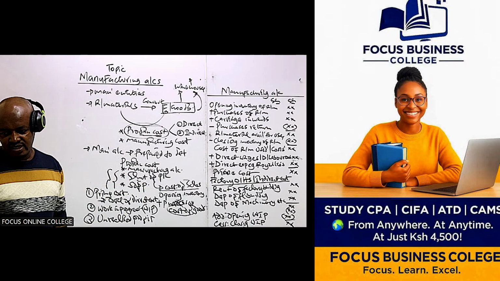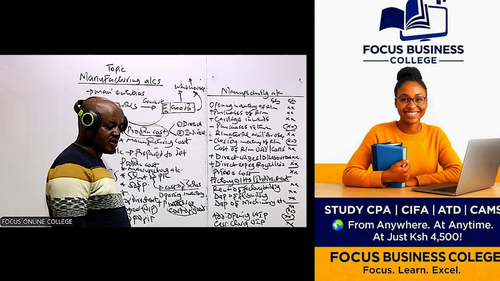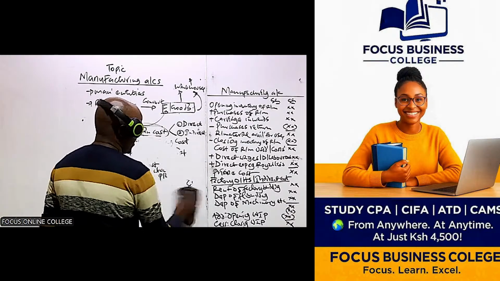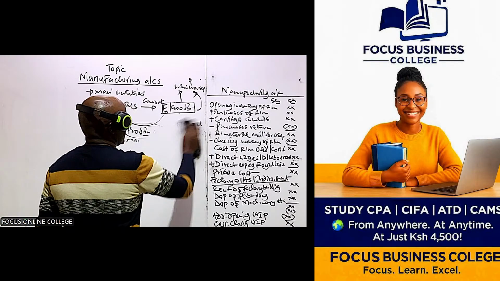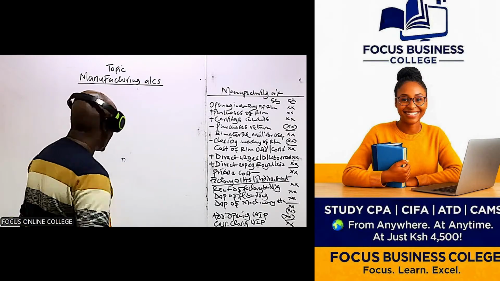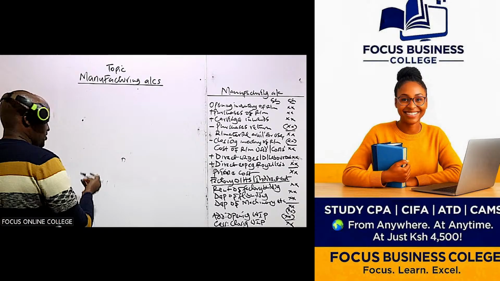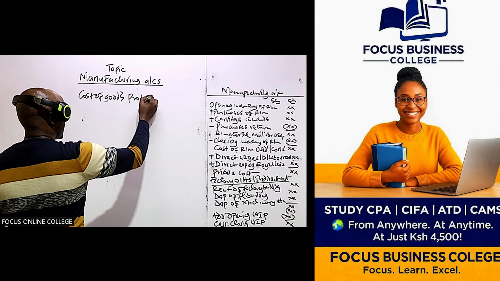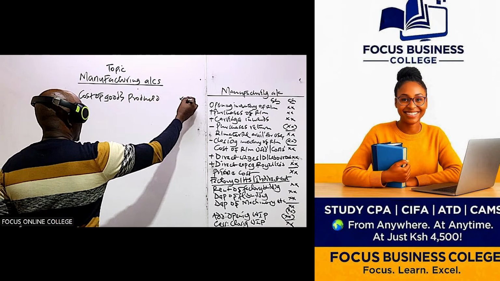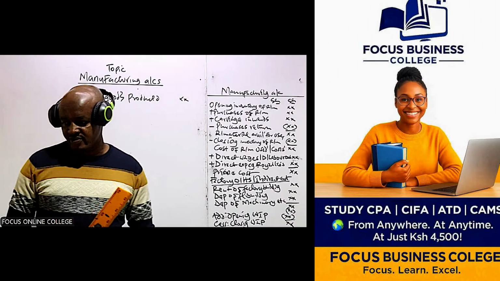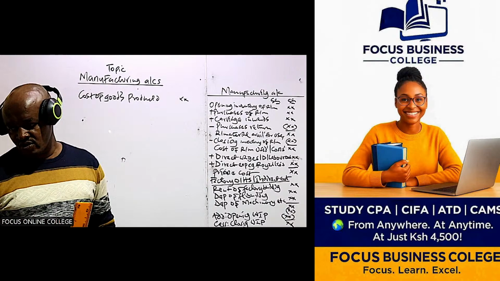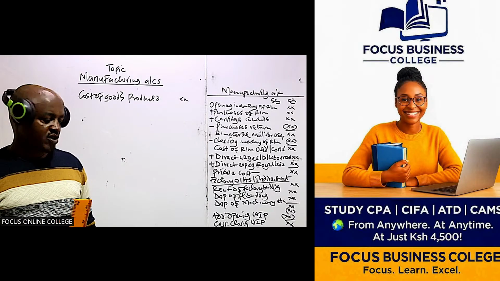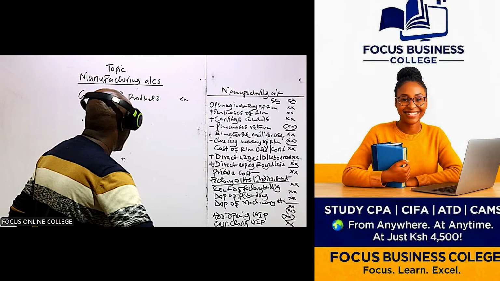So what do we get after doing that? We get now something called the cost of the goods which were produced, the cost of goods produced. So in other terms, whatever we are getting here is basically the cost of the goods which were produced by the company during that year.